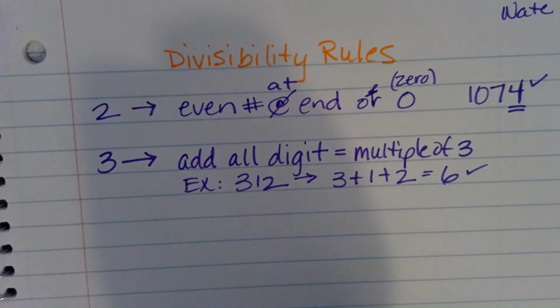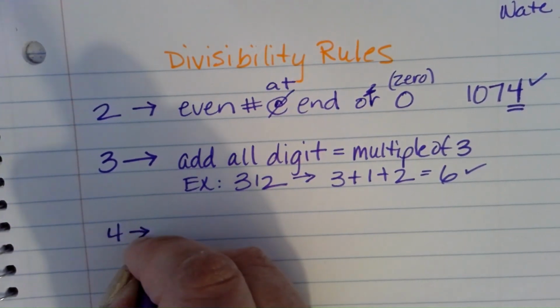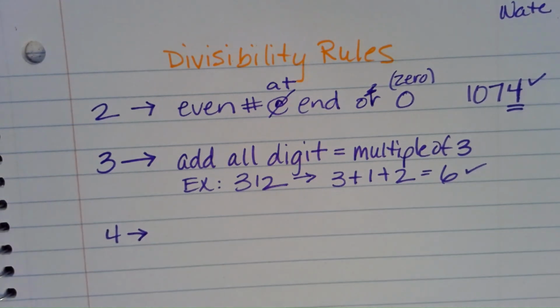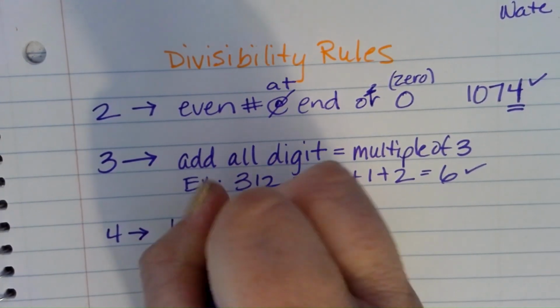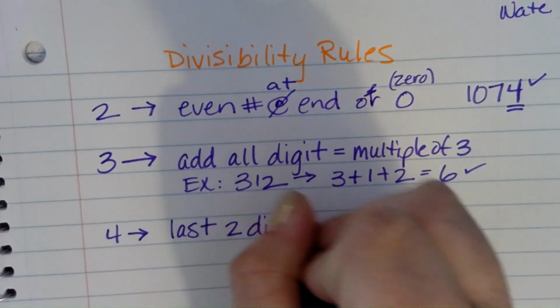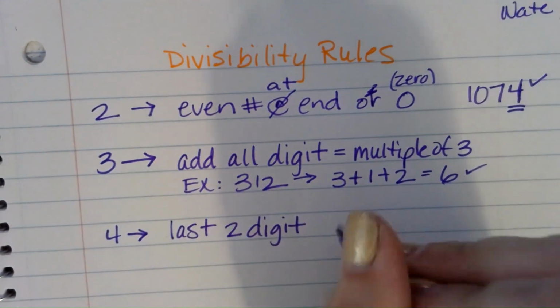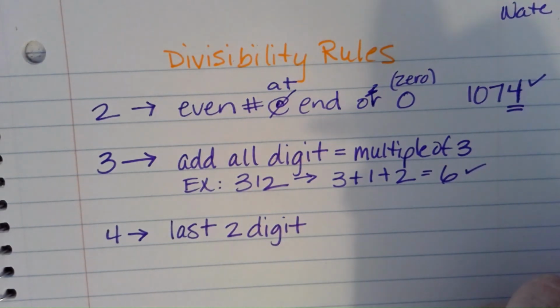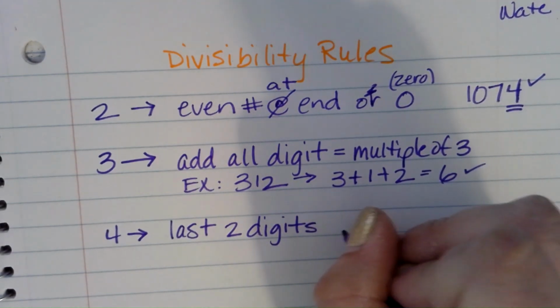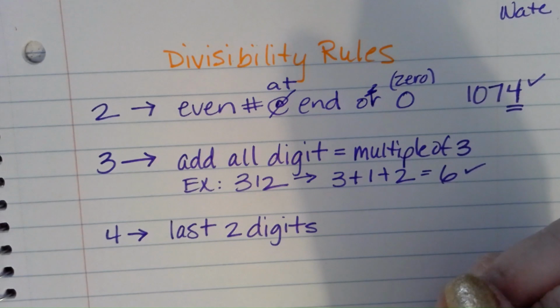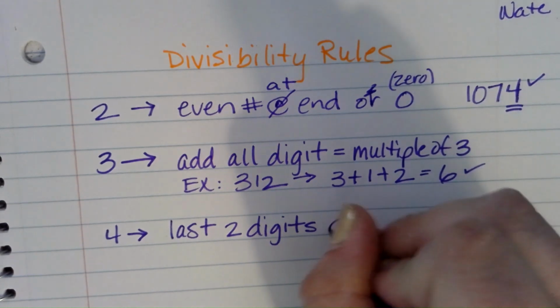Okay. All right. Let's look at the 4s. Now, keep in mind, these may not make sense to you right away. And they're not going to be something that comes easily to you until we use them on the regular. All right, so 4 is probably one of the ones I use a little less than the others. But for the number 4, you take a look at the last 2 digits. Last 2 digits can be divided by 4. Okay.